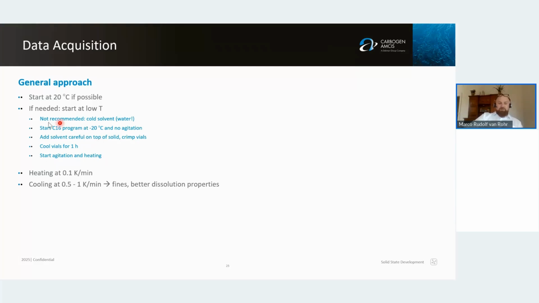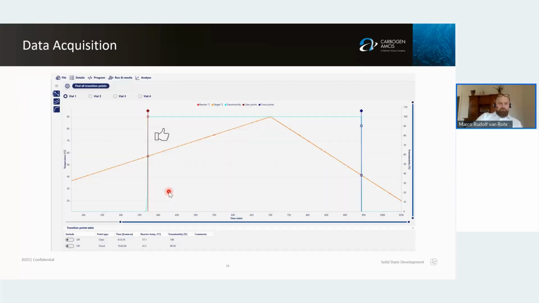Works quite nicely to have good data for very low temperatures. And then my rule of thumb going up with 0.1 Kelvin per minute for heating. Cooling much faster gives you fines which have better dissolution properties, but also can trigger other polymorphic forms, but that's a whole different story. When your data looks like this, and this is something I just recorded 2 weeks ago, you're happy. So sharp, transmissivity signal goes up and goes sharp down again. So this is really how it should look like.